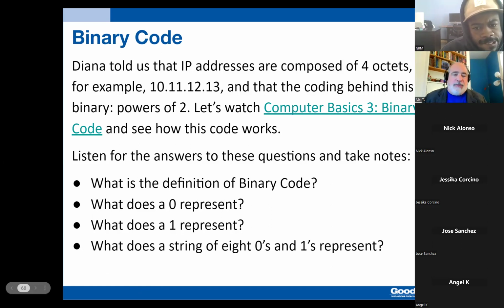10.11.12.13. And the coding behind that is binary, right? Powers of 2. So it's all 2 to the 0, 2 to the first, 2 squared. So let's watch Computer Basics 3 binary code and see how the code works.